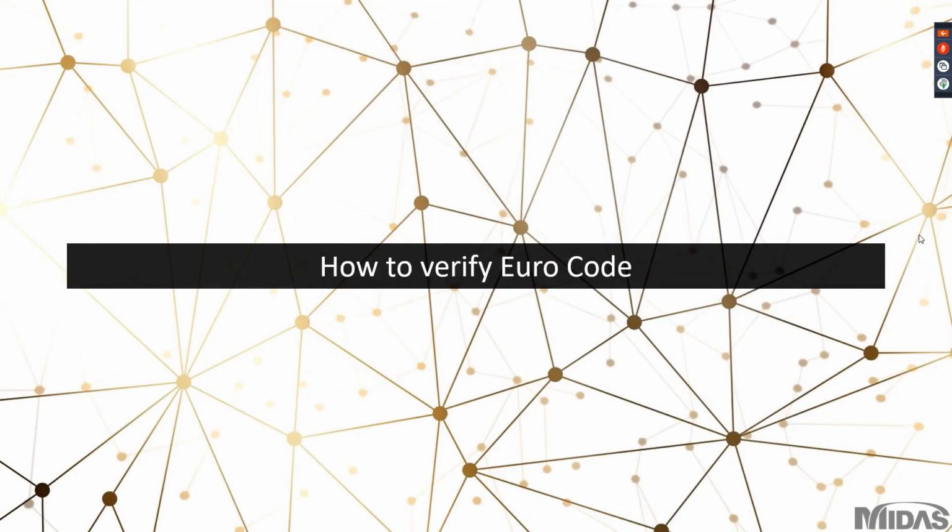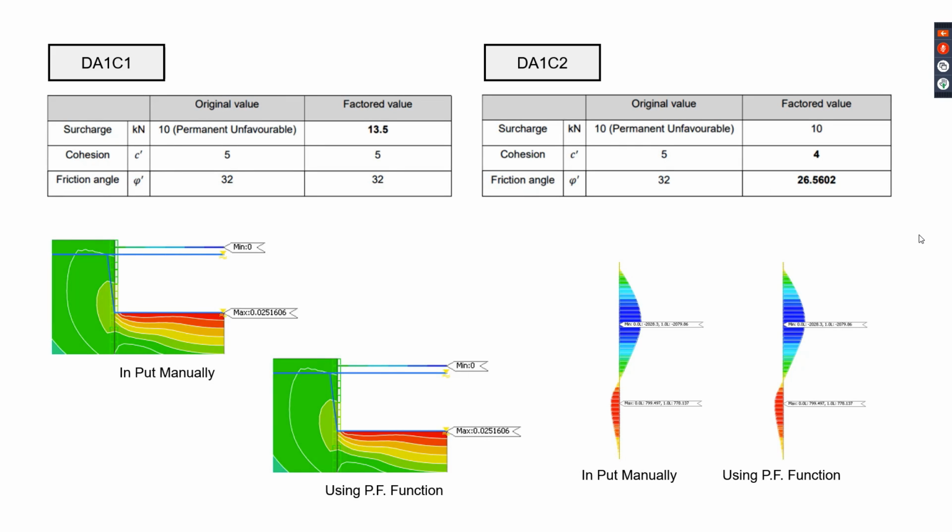Okay, so let's move to how to verify the Eurocode using your FEM program. You can verify whether the partial factor function in the FEM analysis program is working correctly or not. In this verification, you need to create two models: one automatically considering the partial factor using the function from the analysis program, and one where you key in the factored values from your calculation manually. From both analyses, you should get the same result.